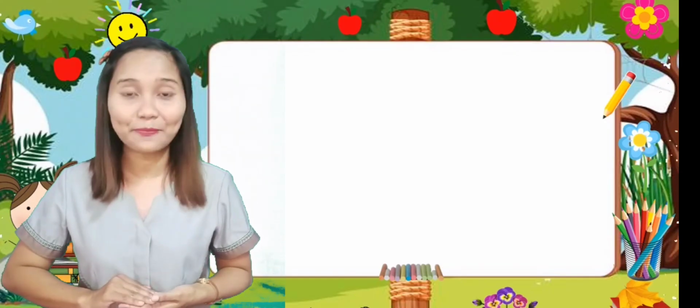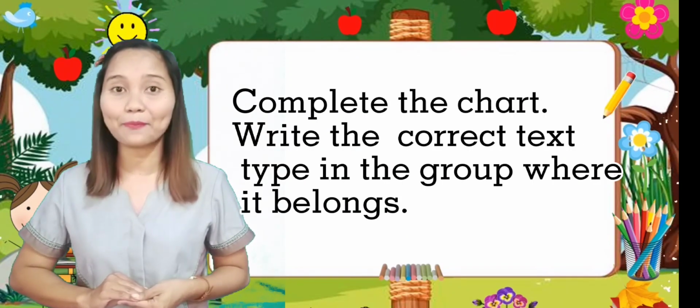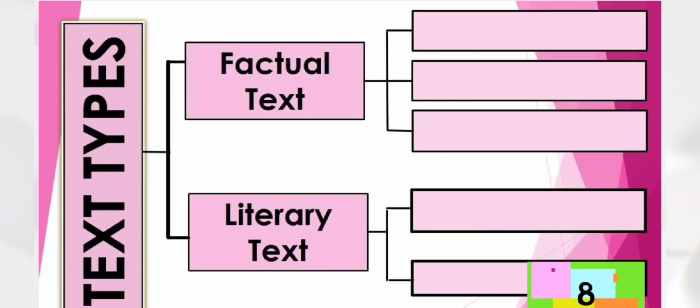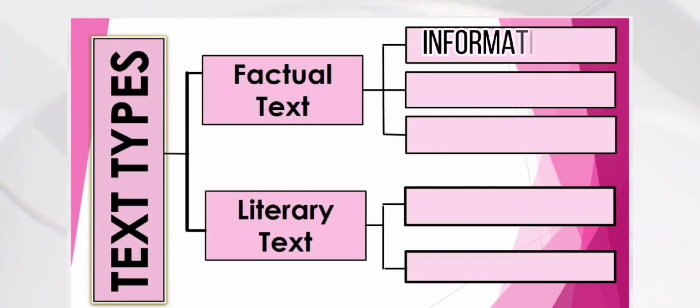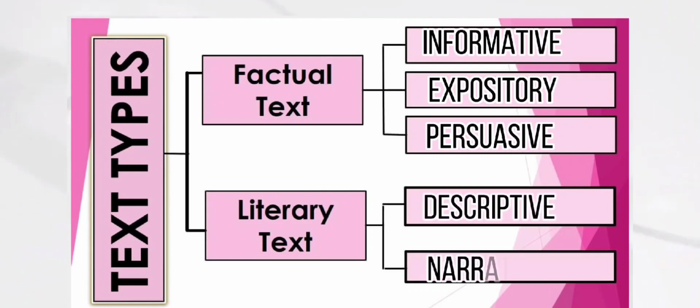Your first assessment is to complete the chart. Write the correct text type in the group where it belongs. Under the factual text type are informative, expository, and persuasive texts. In the literary type, we have descriptive and narrative texts.